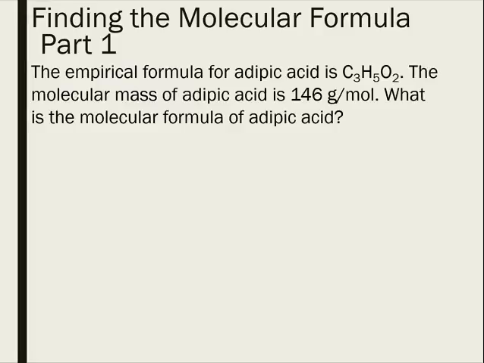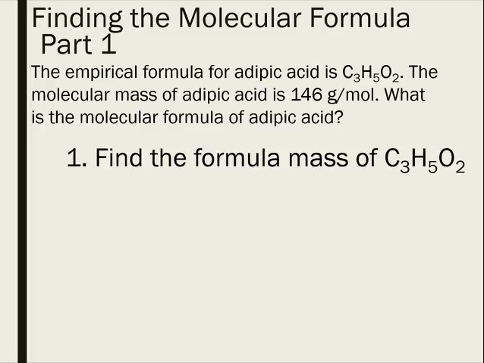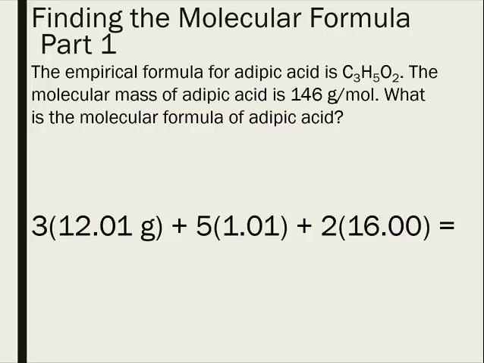All right, so the empirical formula for adipic acid we just calculated is C3H5O2. The molecular mass of adipic acid is 146 grams per mole. What is the molecular formula for adipic acid? First step, we're going to find the formula mass for C3H5O2. Again, we've done this in the past.